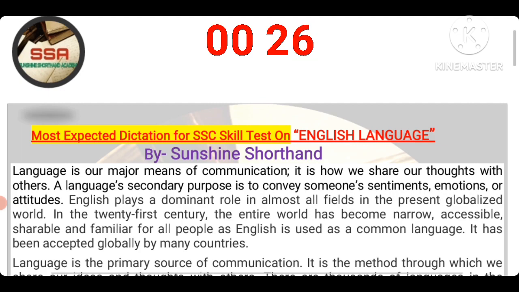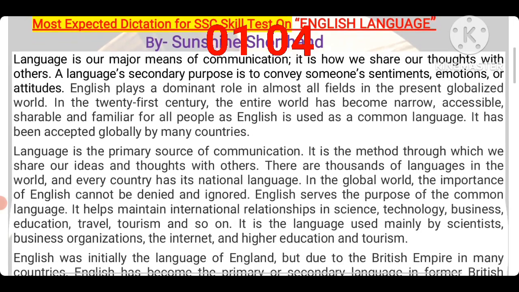English plays a dominant role in almost all fields in the present globalized world. In the 21st century, the entire world has become narrow, accessible, shareable, and familiar for all people as English is used as a common language. It has been accepted globally by many countries.